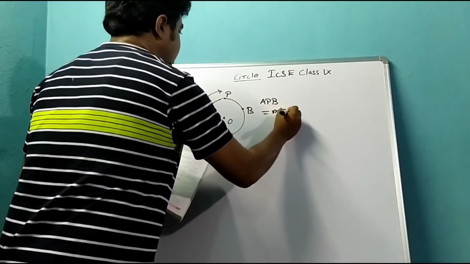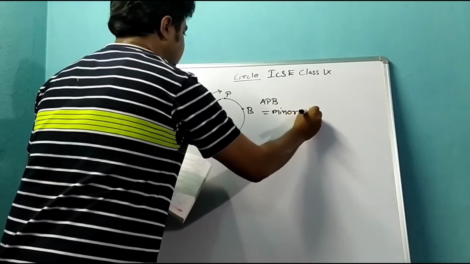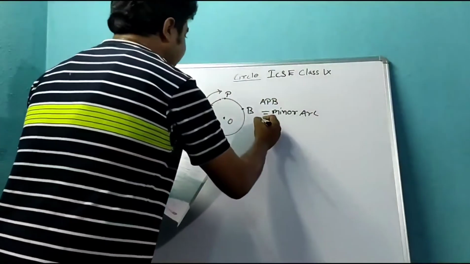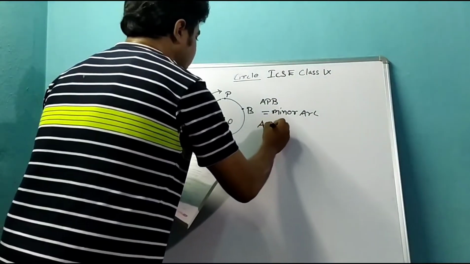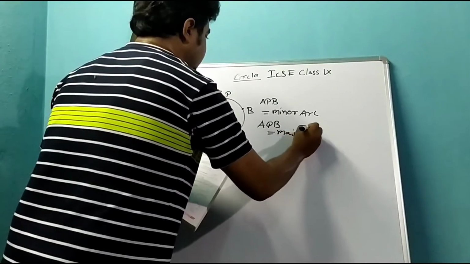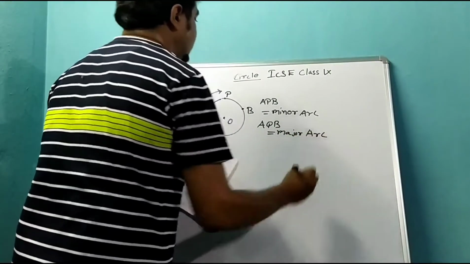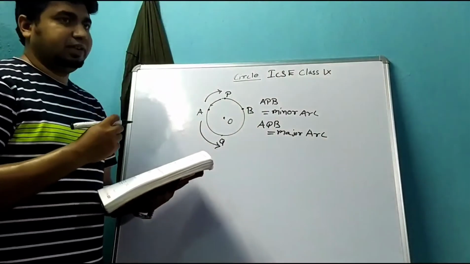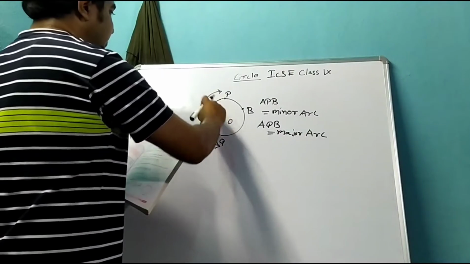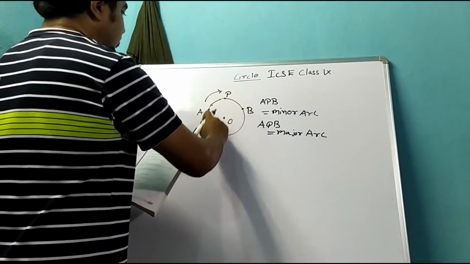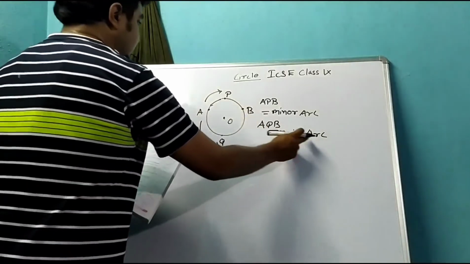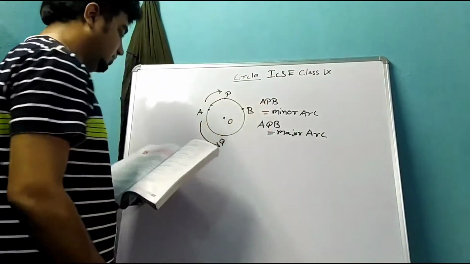minor arc. This is the shortest length, that's why it is known as minor arc. And AQB is the major arc. As we are moving from A to B, two ways are there, AQB or APB. So AQB is the major arc and APB is the minor arc.